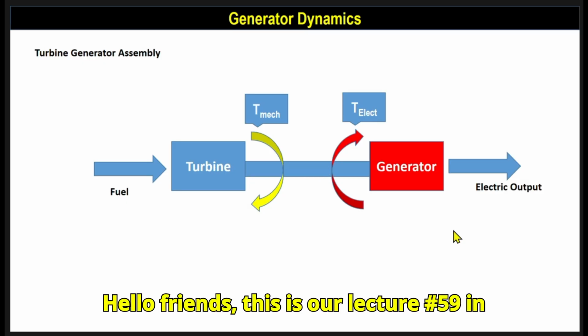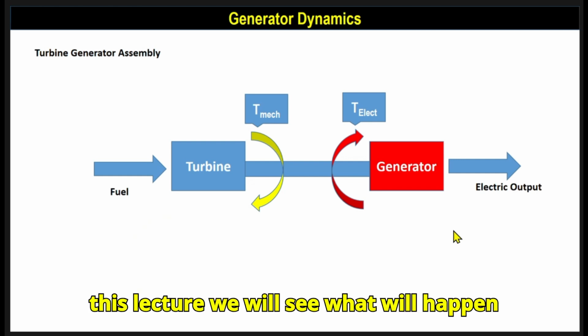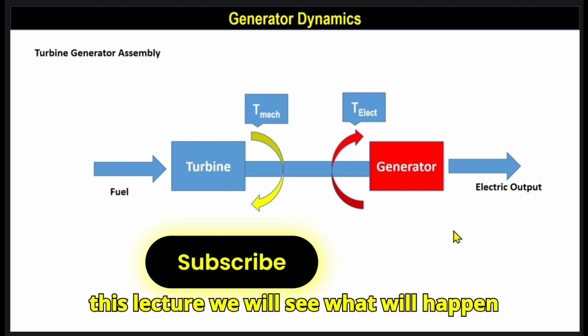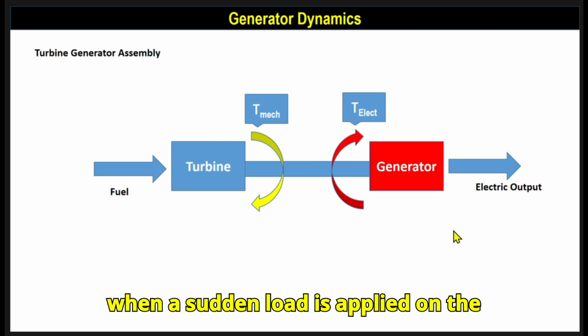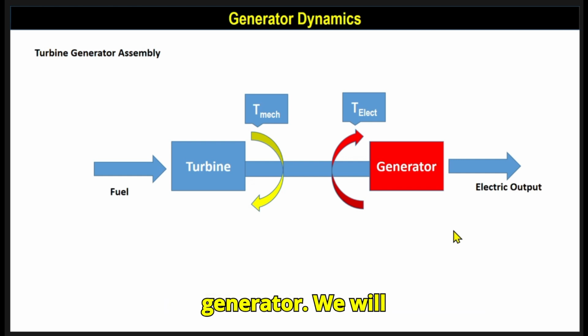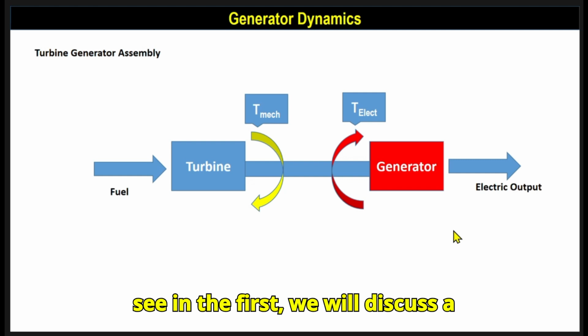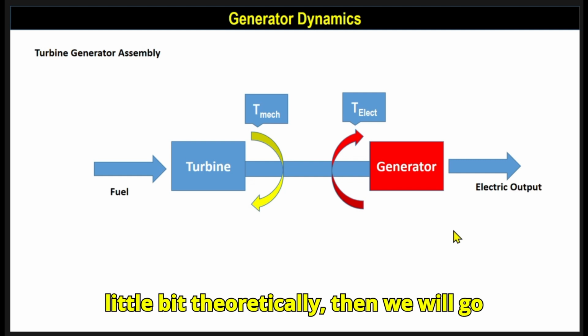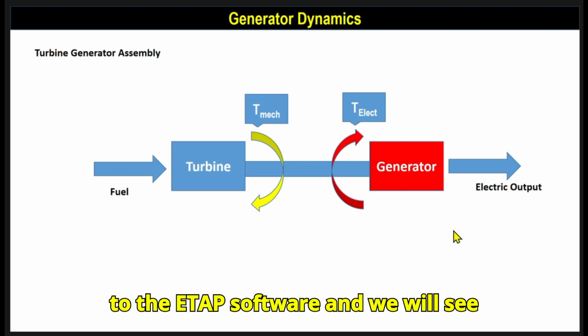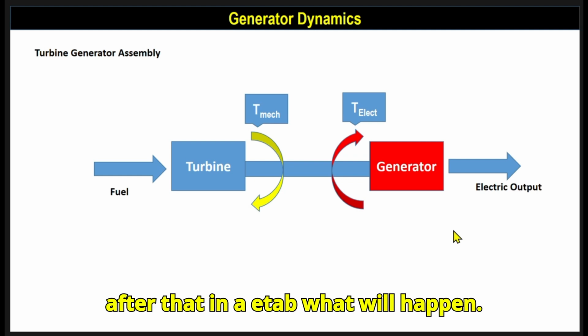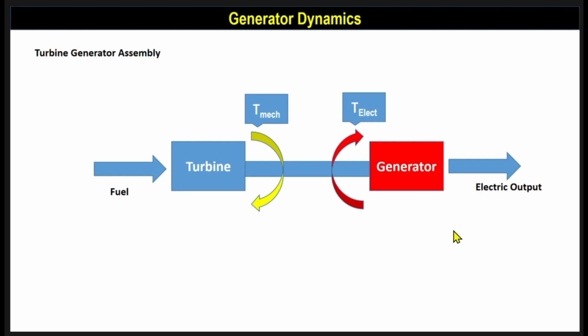Hello friends, this is our lecture number 59. In this lecture we will see what will happen when a sudden load is applied on the generator. We will first discuss a little bit theoretically, then we will go to the ETAP software and see what will happen in ETAP.